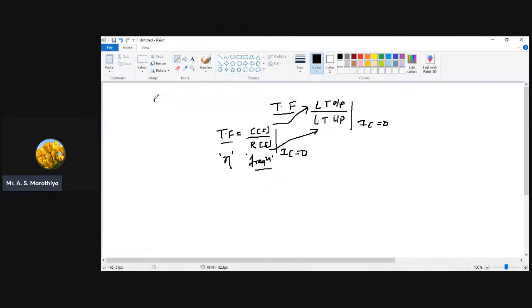Now what information can we get from transfer function? Number one, through transfer functions we are in a position to find out the poles and zeros of the system. Now, what is a pole and what is a zero? Poles are those complex frequencies where the magnitude of the transfer function is going to be infinite. Those complex frequencies are called poles. In the same way, zeros are those complex frequencies where the magnitude of the transfer function is going to be zero. So those complex frequencies are called zeros of the system.